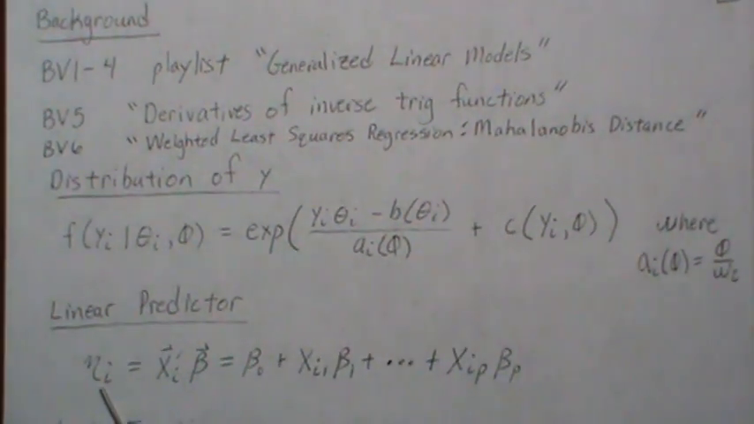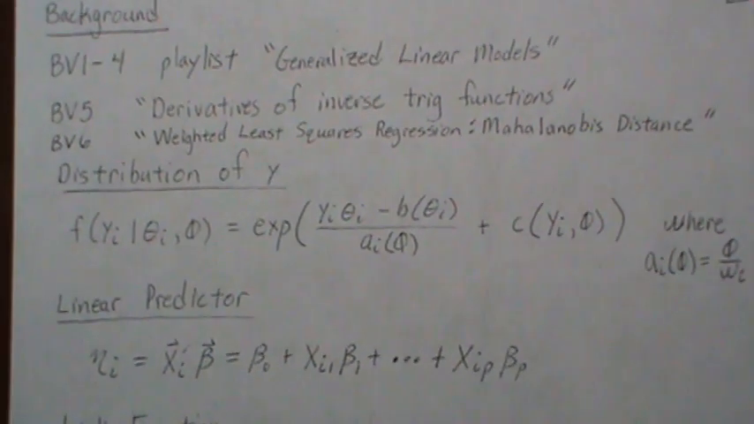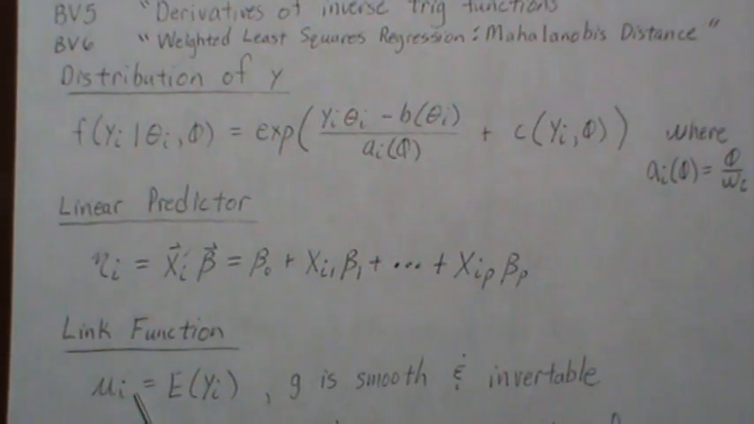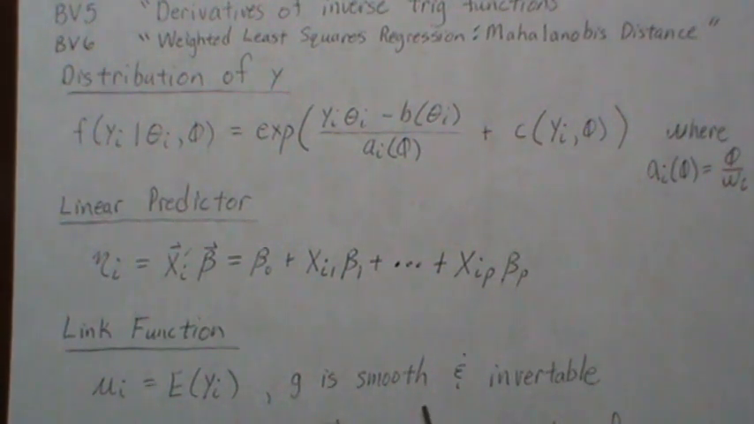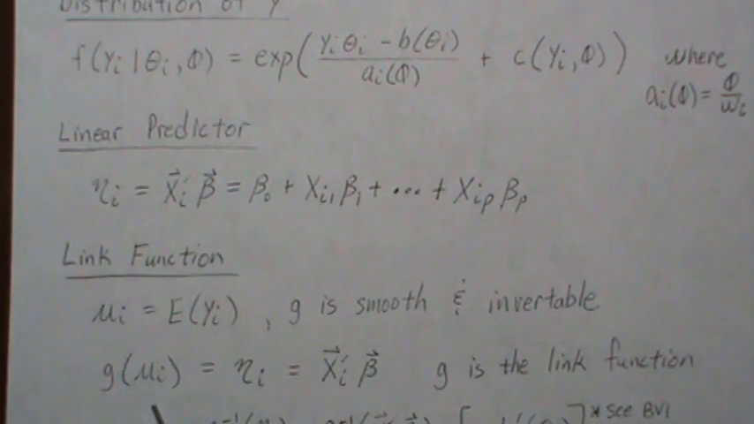The linear predictor we're going to call eta, and it's for a particular individual, so eta i, a linear combination of covariates and betas. The link function: we're going to let mu i be the expected value of yi, and g is going to be smooth and invertible. Smooth means it has derivatives and it's continuous, with nice properties there. Then g of the mean is going to equal eta i, so that's going to be our linear combination. And g is what's called the link function.